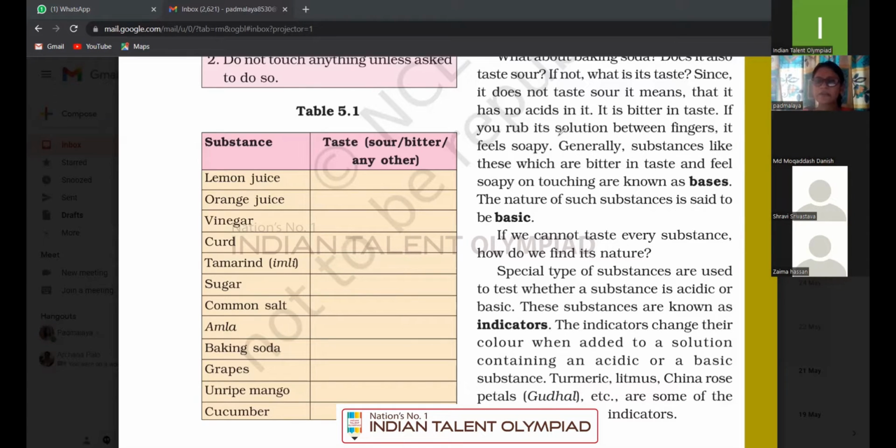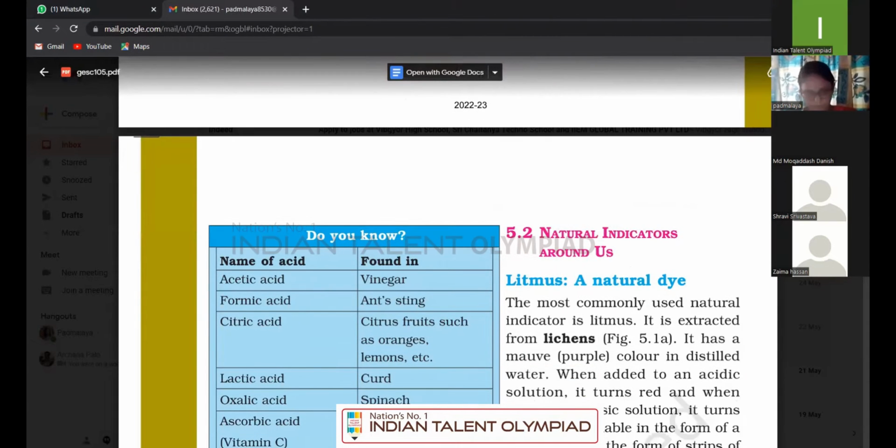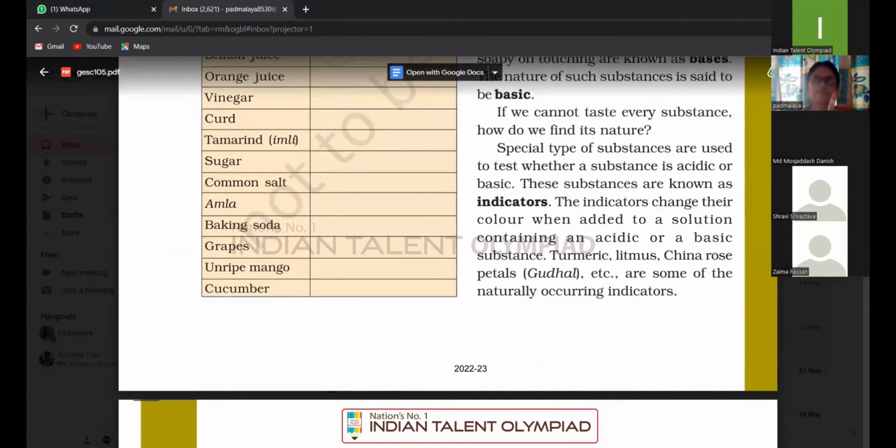And next, the second part is the indicators. What is an indicator? It is used to test whether a substance is acidic or basic in nature. Very good. The name itself indicates it. The one which indicates the thing, or differentiates one substance from another substance, we call an indicator. Depending upon that indicator and its reactivity towards your substance, whether it is an acid or base, it will give some property there.